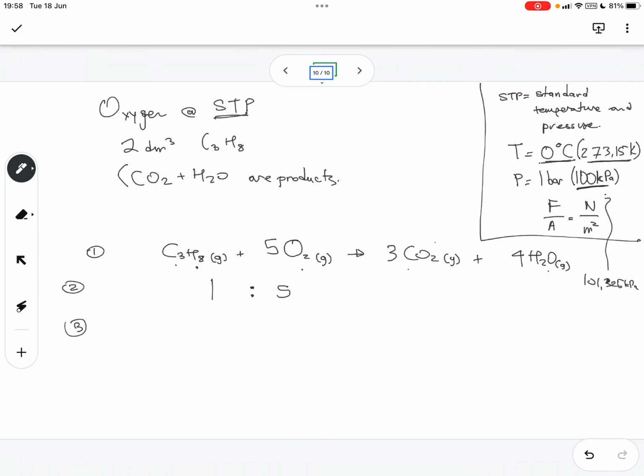The original question was we only have 2 liters of propane gas, right? So if we have 2 dm cubed, we need 10 dm cubed of oxygen to burn 2 liters of propane gas effectively. We will need 10 liters of oxygen. Kind of makes you think how much oxygen, needed for breathing, is needed to burn anything.